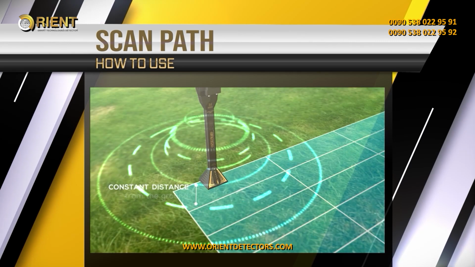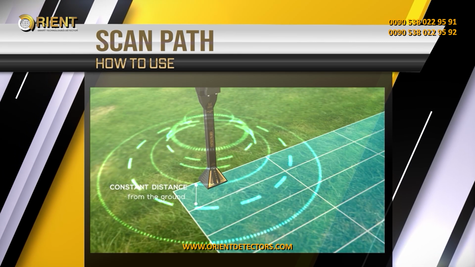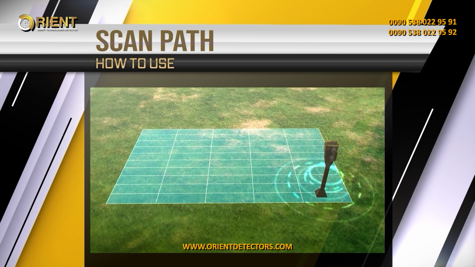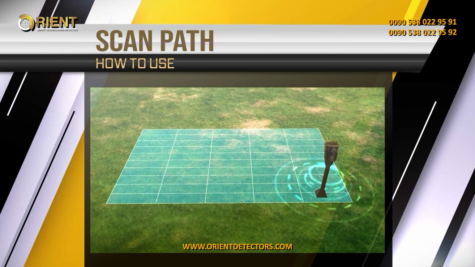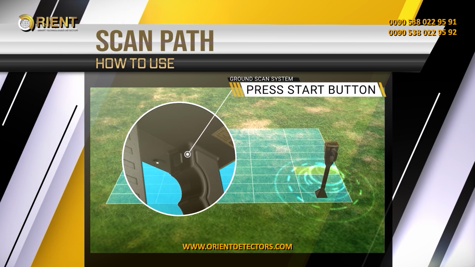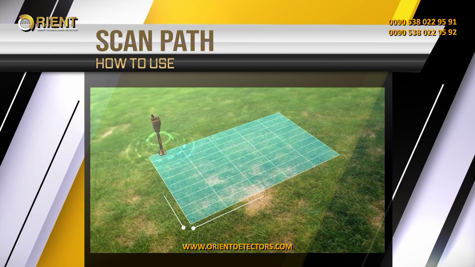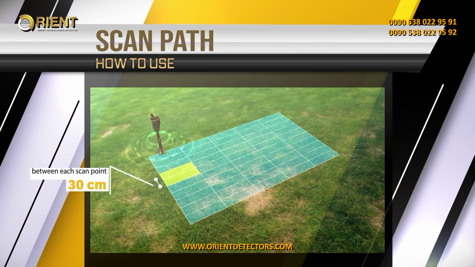Keep the device height steady while scanning, at approximately a constant distance from the ground. Make sure to record the scan point at each point by pressing the Start button in manual mode before moving to the next point. The minimum area of a rectangular scan area must be observed, as it must be at least 3 by 3 meters in size, and it's preferable that the dimensions of the scan area be 3 by 3, 6 by 6, or 9 by 9, with a 30 centimeter distance between each scan point.